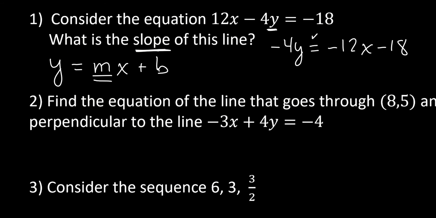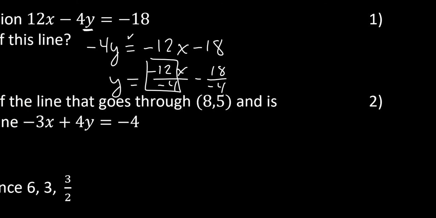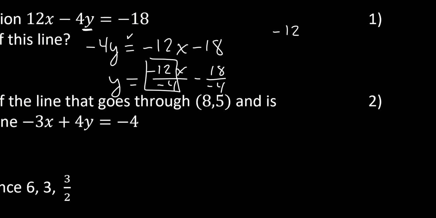Now I'm going to divide both sides by negative 4, and I'm going to be very careful to make sure it is a negative. When I do that, on the left-hand side, there's just one term, and that becomes y. On the right-hand side, I'm going to get negative 12x over negative 4, and then minus 18 over negative 4. The only thing that I care about is this coefficient of x, the numerical value that x is being multiplied by. That is negative 12 divided by negative 4, which is equal to just plain old 3.